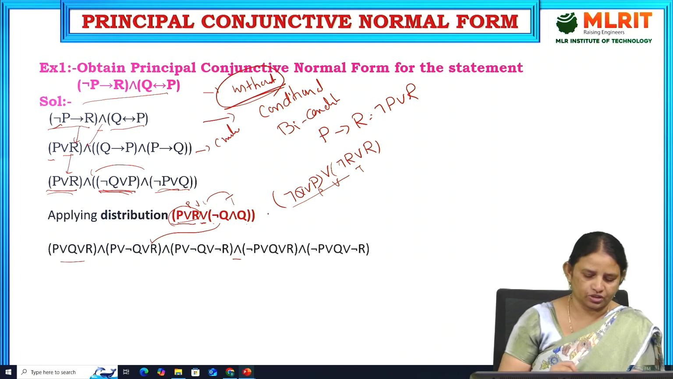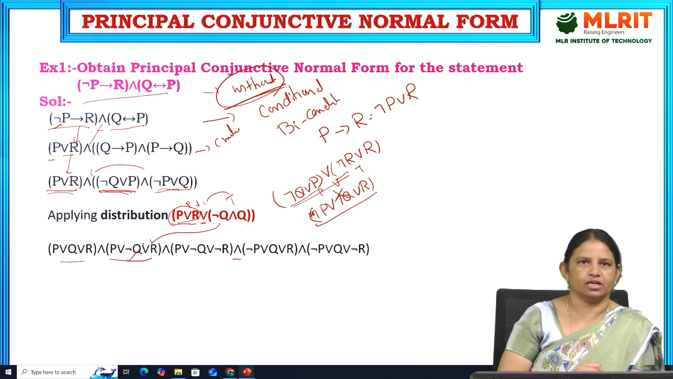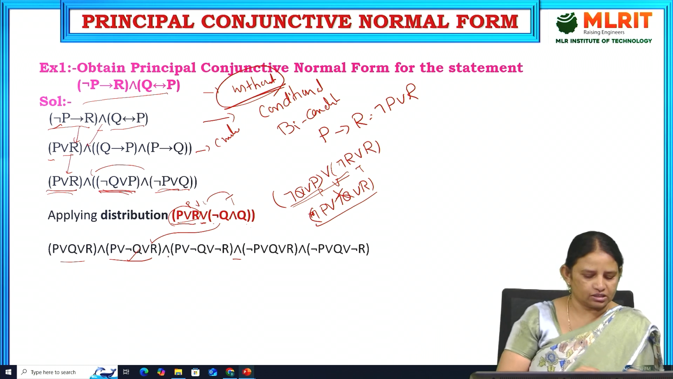What propositions are we going to get? P or negation Q or R, as it is. One is negation R, another one is R. So add one more term, P or negation Q or negation R. So it is already repeated in the first term. So don't add the max term, it is only repeated. That's why we are going to write it only once. So we get one proposition for the third term.